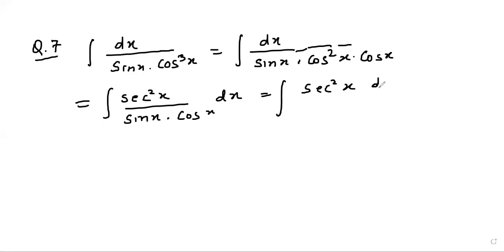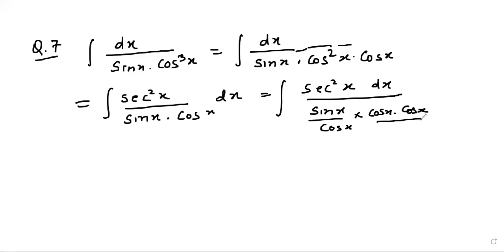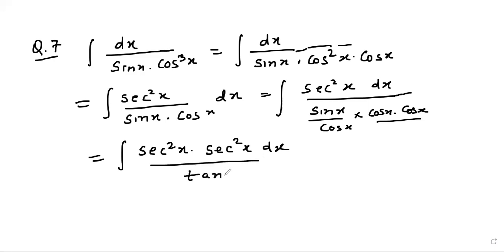Sec square x dx divided by, here if we make it tan, meaning sin x upon cos x, then to cancel this cos we have to multiply by one cos x, and one cos x is already there. So this will also become cos square x, and it will go in the numerator, then it will get sec square x. Integration of sec square x times sec square x dx divided by tan x. Further, we convert one sec square x into tan x, so sec square x equals 1 plus tan square x, times sec square x divided by tan x times dx.